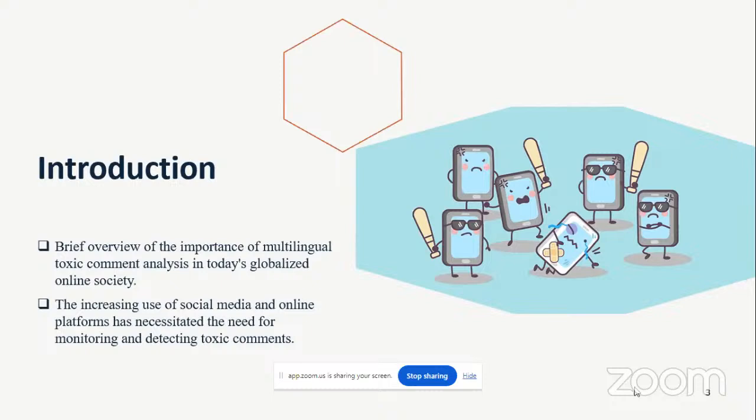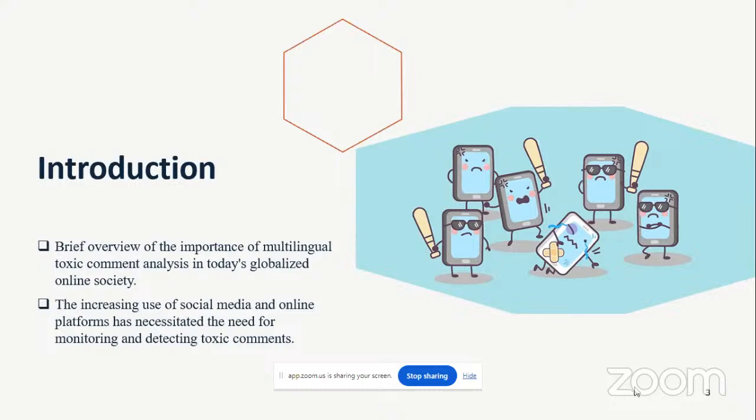In addition, multilingual toxic comments analysis can also help to identify patterns and trends in toxic behaviors, allowing for proactive measures to be taken to prevent future incidents. This is especially important for marginalized or targeted groups who may be more vulnerable to toxic comments. Overall, multilingual toxic comments analysis is crucial in promoting online safety and inclusivity for all users.